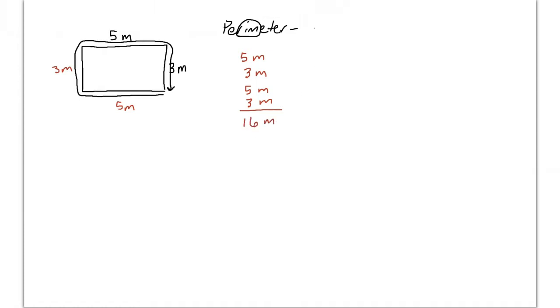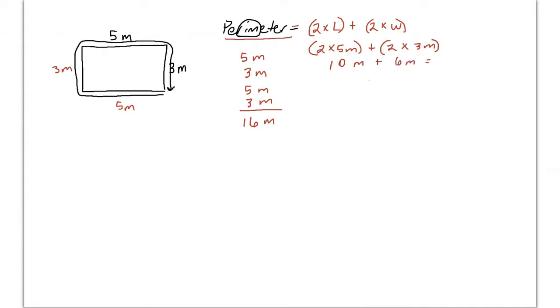Another way we could look at this is perimeter is really equivalent to 2 times length plus 2 times width, and that equals your perimeter. So I could take 2 times 5 meters plus 2 times 3 meters, and I would still be able to solve and get 10 meters plus 6 meters equals 16 meters. Now that's perimeter.